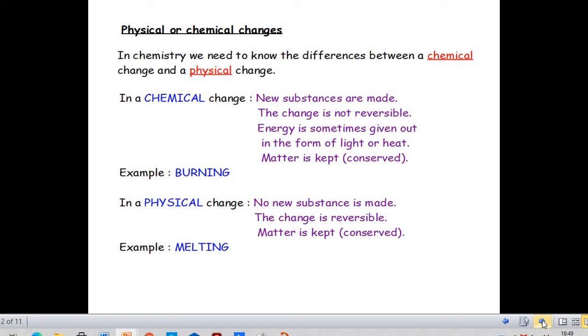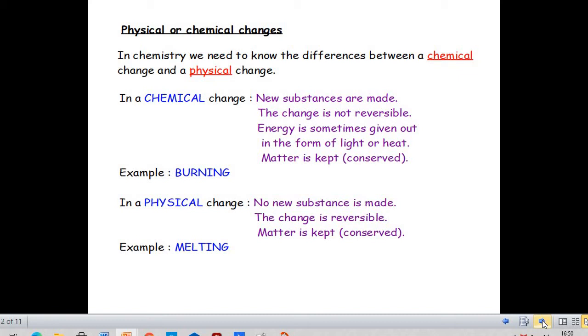In a chemical change, new substances are made. The change is not reversible. Energy is sometimes given out in the form of light or heat. The matter is conserved, so we don't make anything extra and we don't lose anything. An example of that is burning. Now, if you burn a piece of wood, you cannot get that unburnt piece of wood back. You can't separate the compound that you've made back into the unburnt wood.